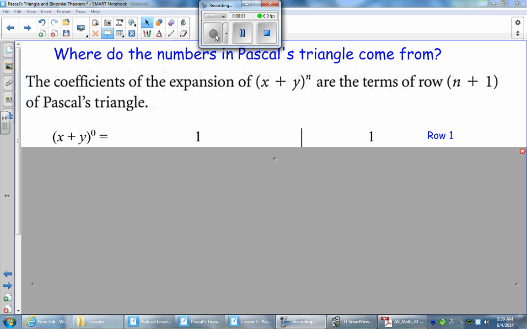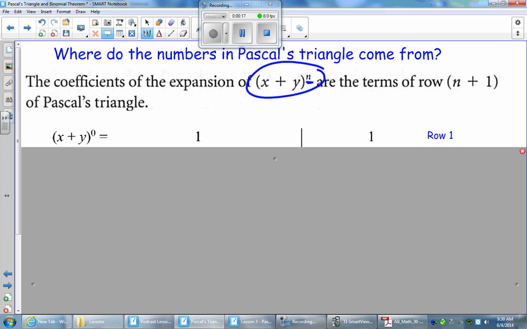All right, so once you understand Pascal's triangle, you may be wondering, where do the numbers even come from? The numbers of Pascal's triangle come from the patterns formed when you expand the binomial x plus y to a certain power n, where n represents a whole number here.